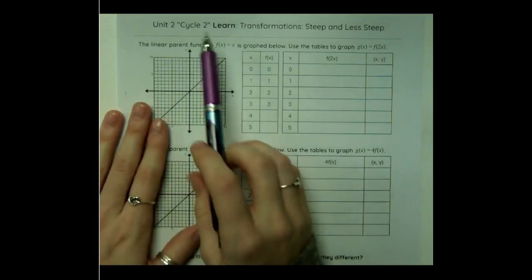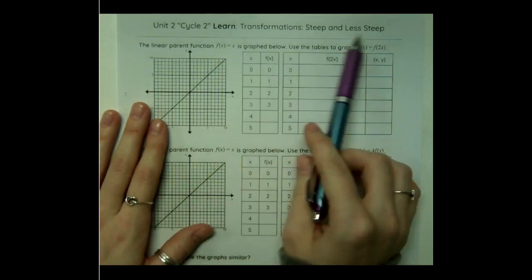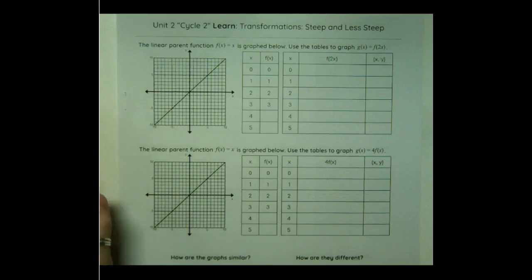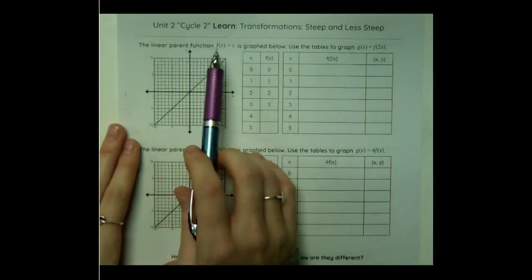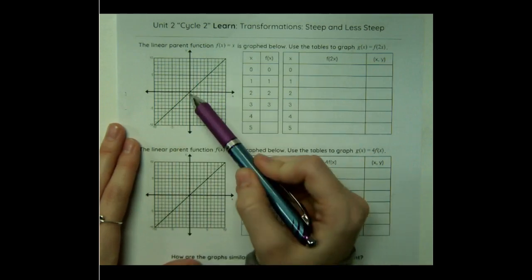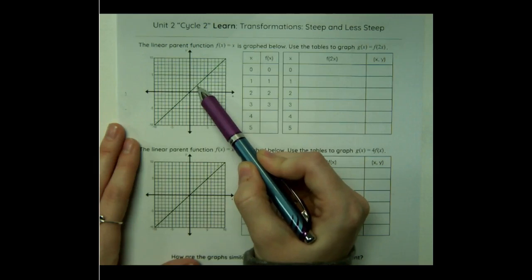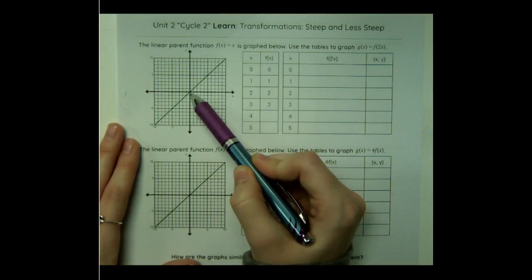Okay, we are working on your purple packet, Unit 2, Cycle 3, the Learn for steep and less steep. So today our graph is going to change slopes. Last time it changed the x and y intercept. So first, our linear parent function is graphed for us. We know it's the linear parent function because it goes through 0, 0, and it goes up 1 over 1, up 1 over 1. So the slope is 1, the y-intercept is 0, 0.